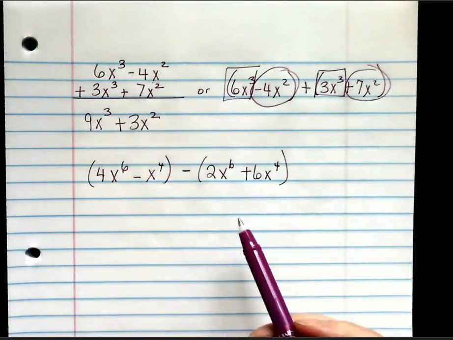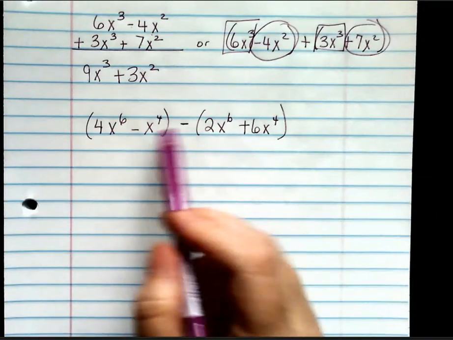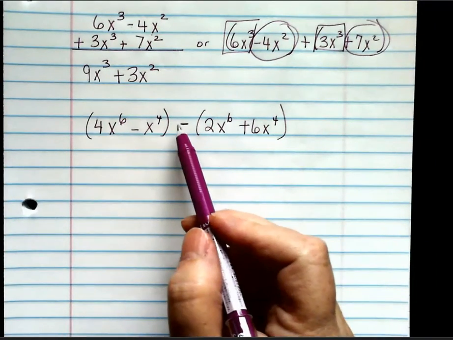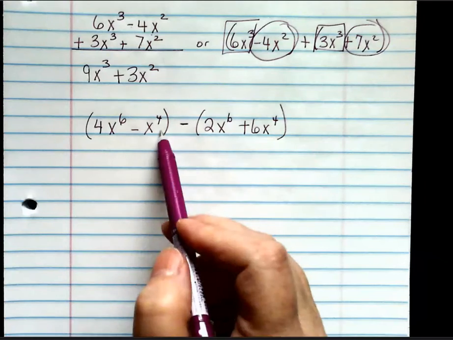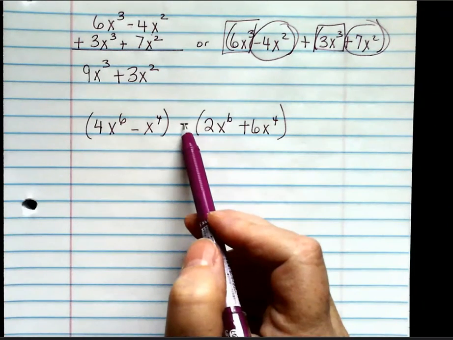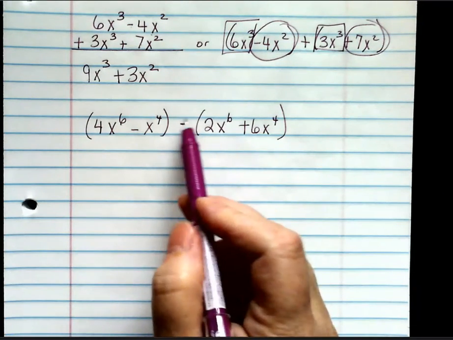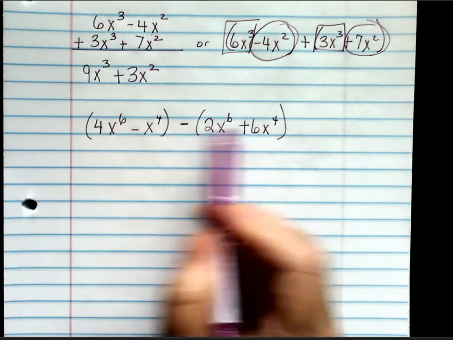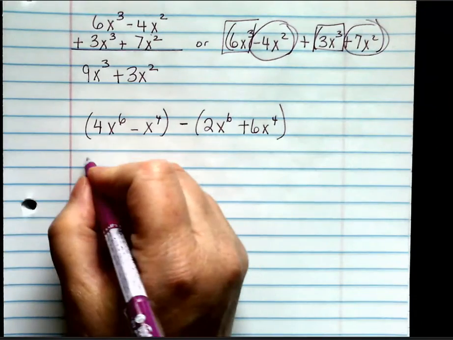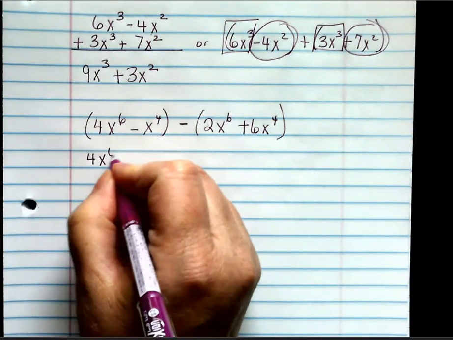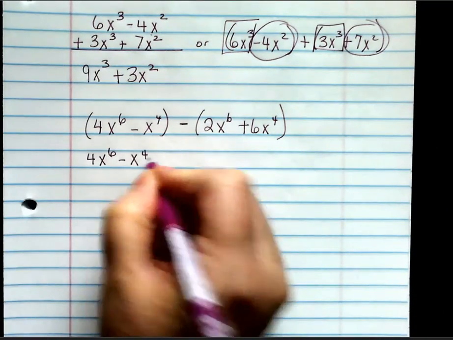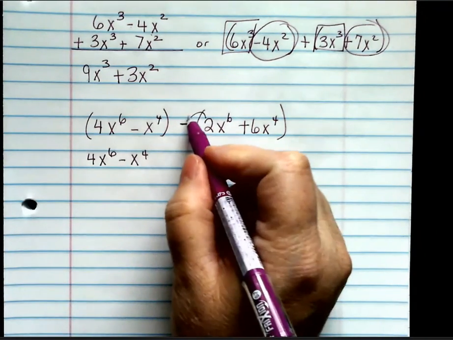When I have a subtraction sign in between my two, what that means is that the first parentheses don't really matter, but this next one has to be distributed to both numbers inside. So this first part is going to come down just as 4x to the 6th minus x to the 4th. And then I've got to distribute that negative.